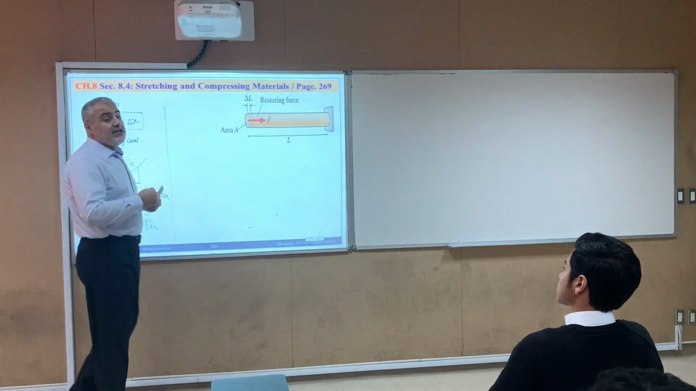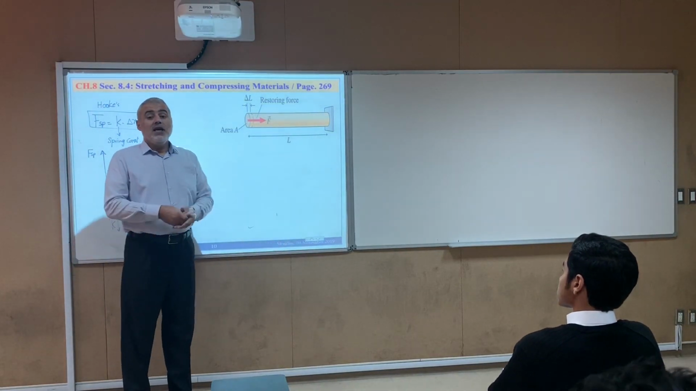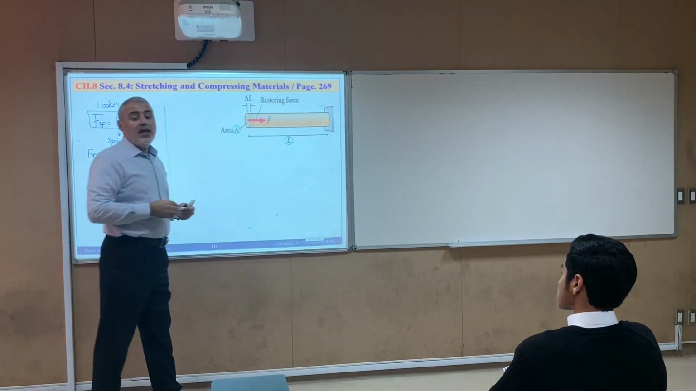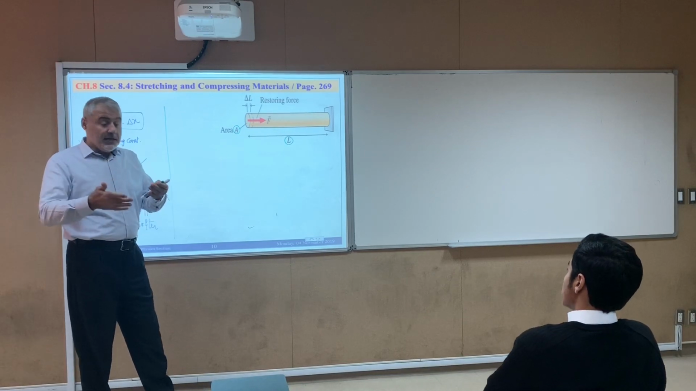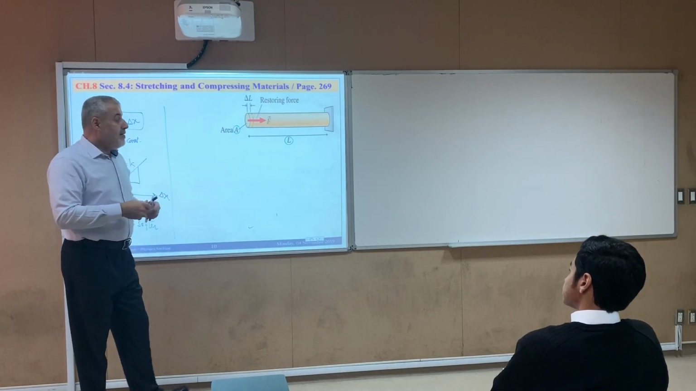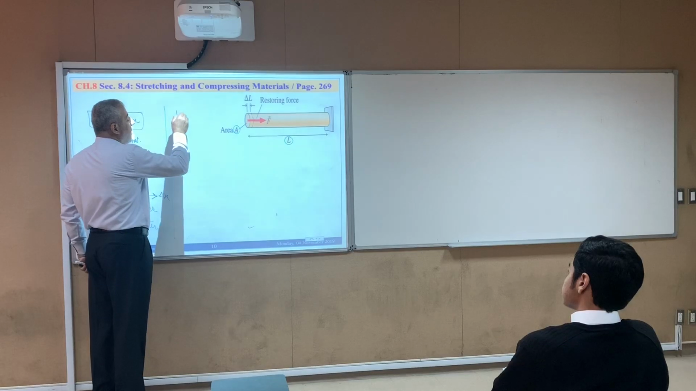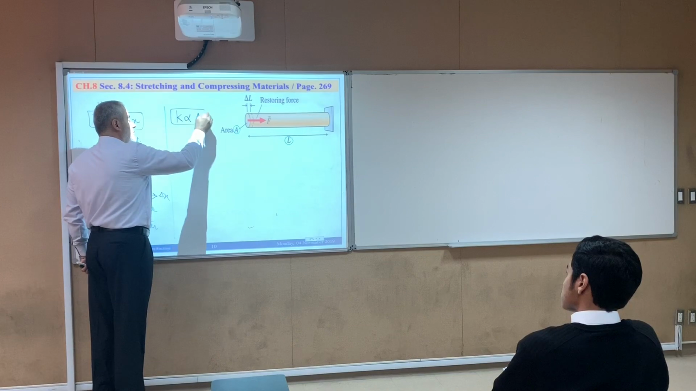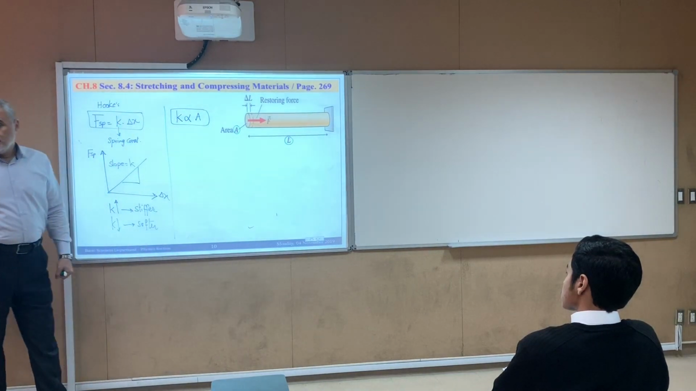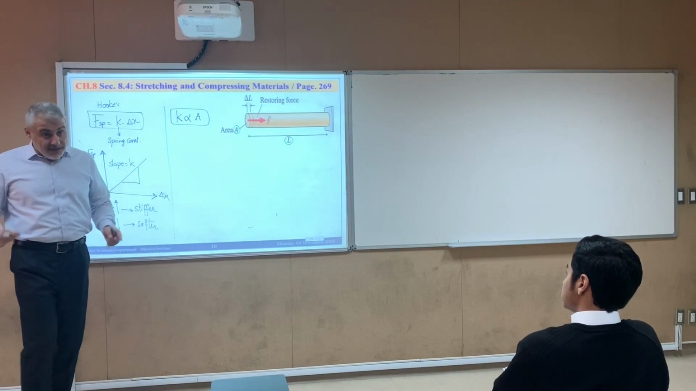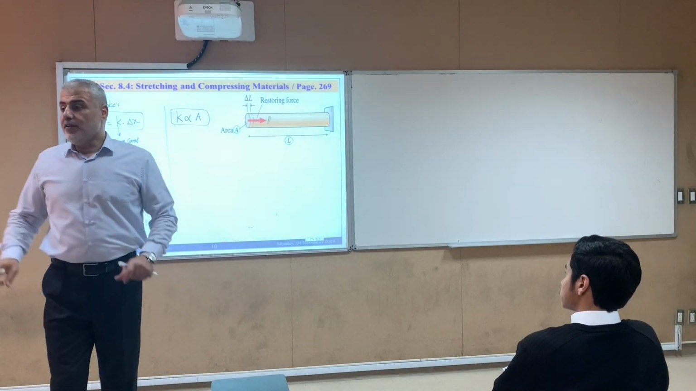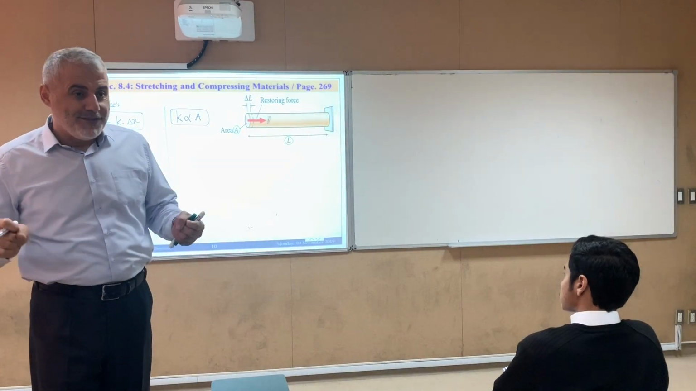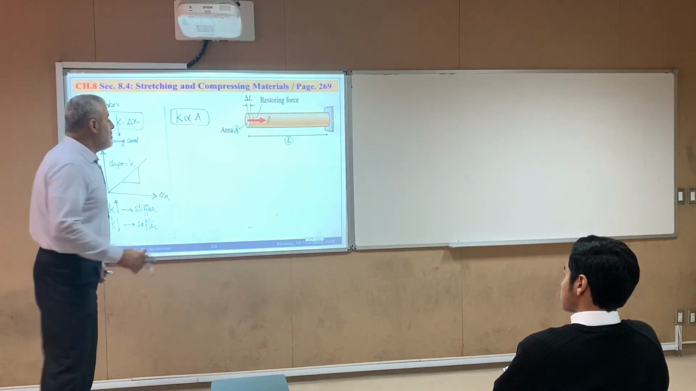Pay attention. Suppose you have a steel rod like this one. That steel rod has a length L and cross-section area A. According to practical evidence, we can say that K, the stiffness, is directly proportional to A. That means as the cross-section area increases, the object will be stiffer. You cannot deform it. Let me give you a proof for that.